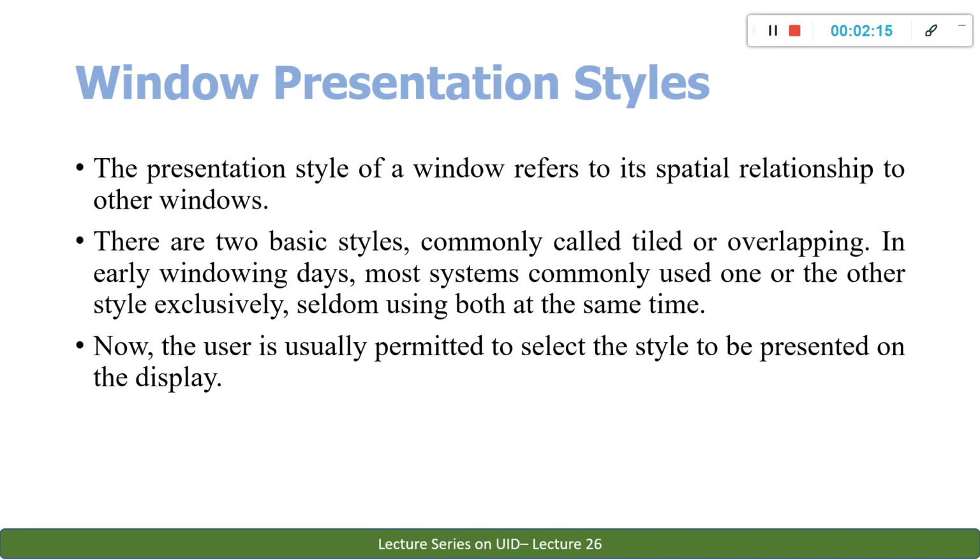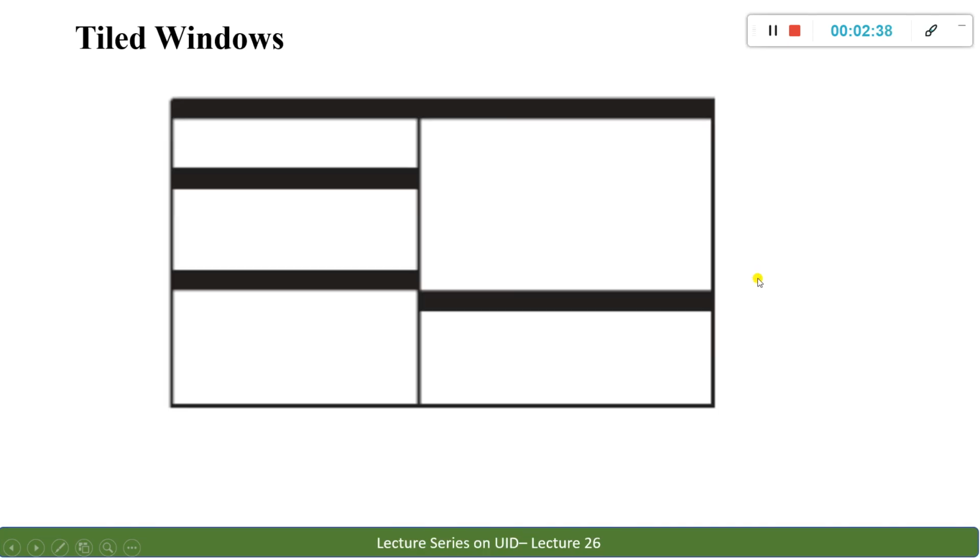So there are basically three common styles. In the older days there were only two, that was tiled and overlapping. Now we have the third one also, and most of the people were using tiled itself. So one by one we'll be seeing these presentation styles: tiled, overlapping, as well as cascading.